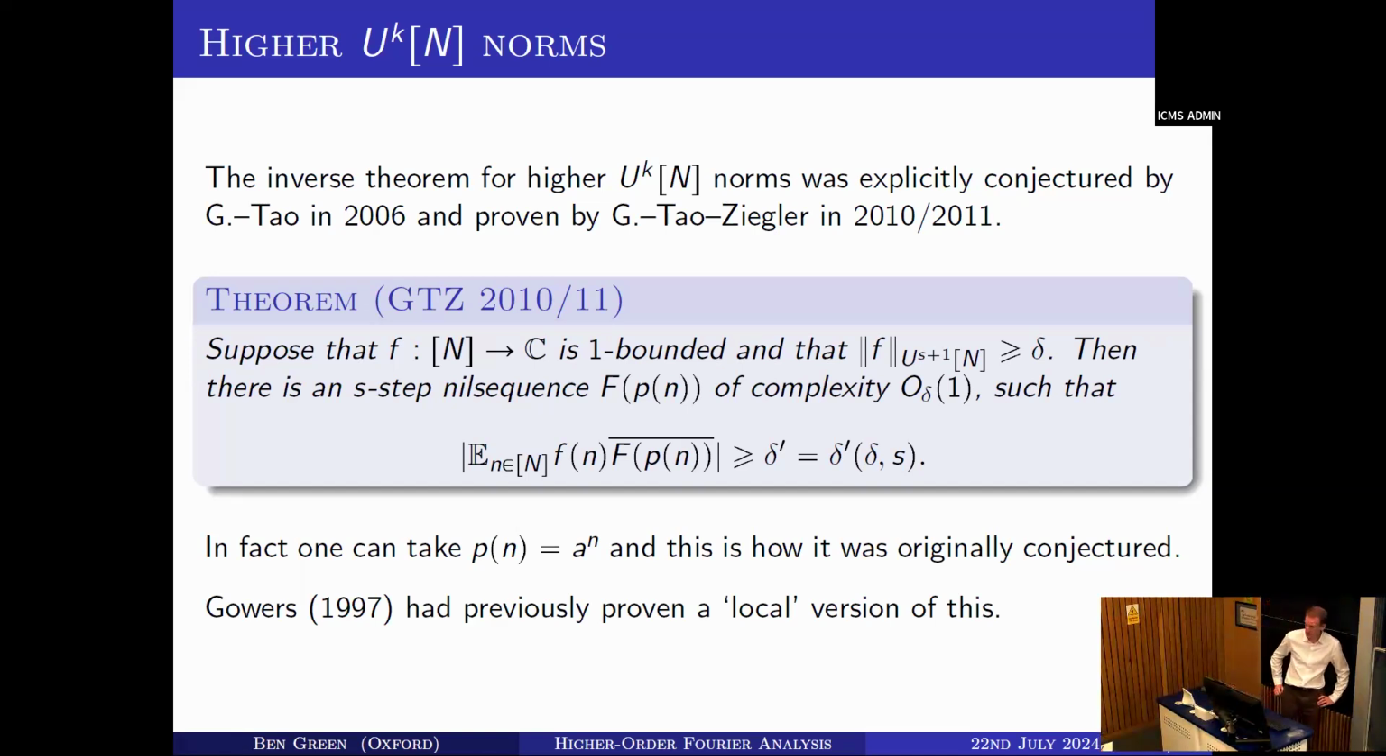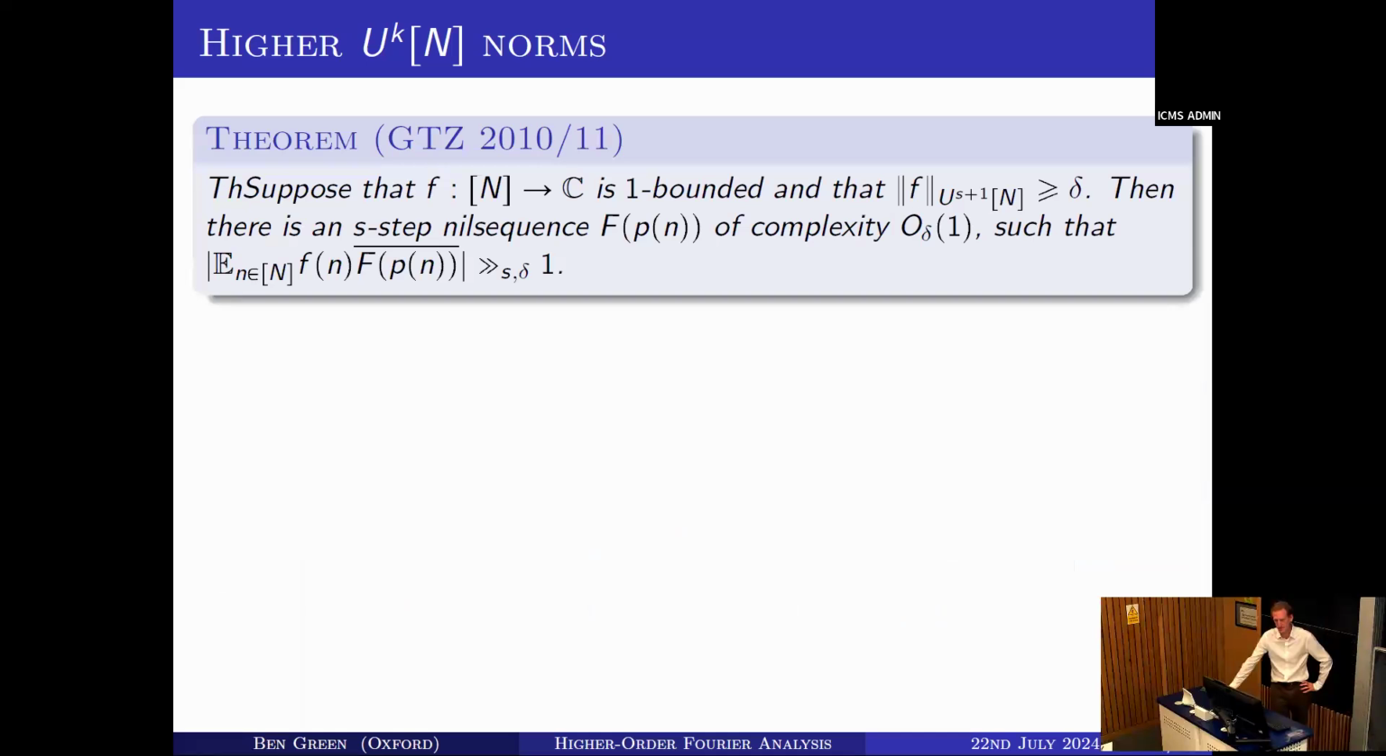I should certainly say that Gowers had previously proven a local version of this, analogous to his local U3 inverse theorem back in 1997. So it's a similar statement to his local theorem, and it has similar consequences to Szemerédi's theorem, but also similar shortcomings in that it's not an if and only if condition, and you have no chance of checking it for arithmetic functions like the Möbius function. So that's just a restatement on the same slide of that theorem of Terry and Tamar and myself.